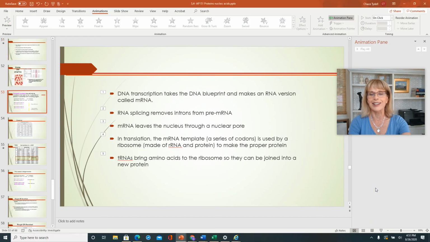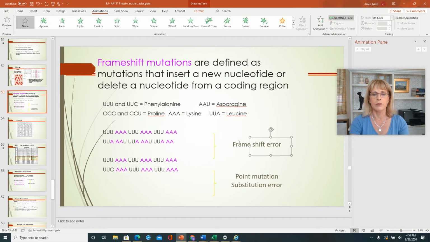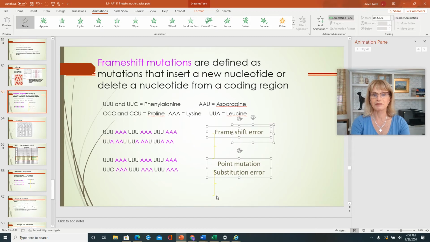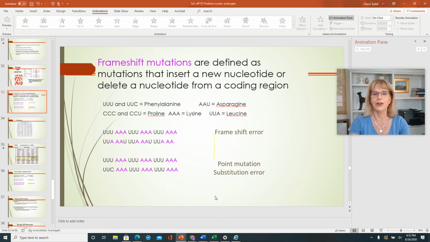Golly, my slide is a little bit messed up. Let me try to move things. Okay. I don't know. All right, let's just go back here.